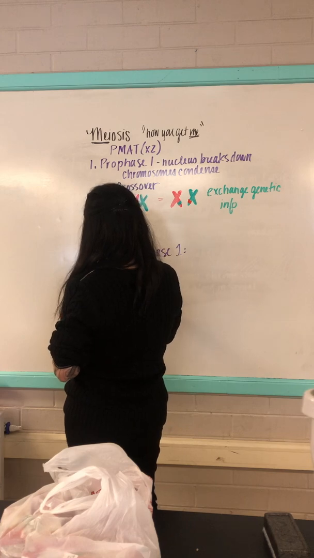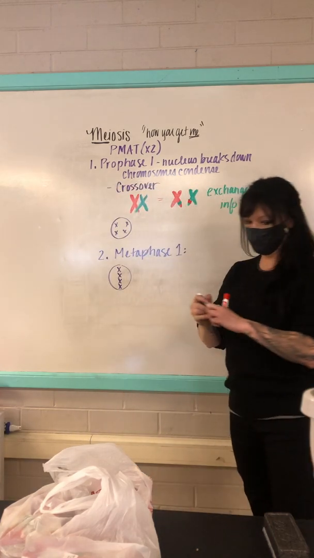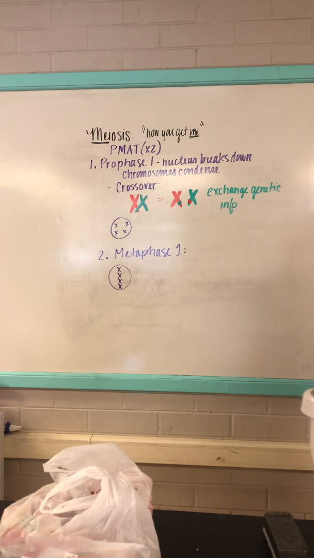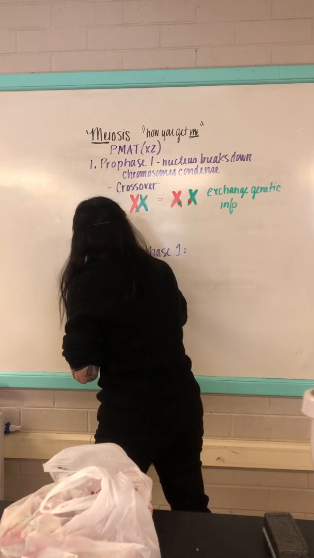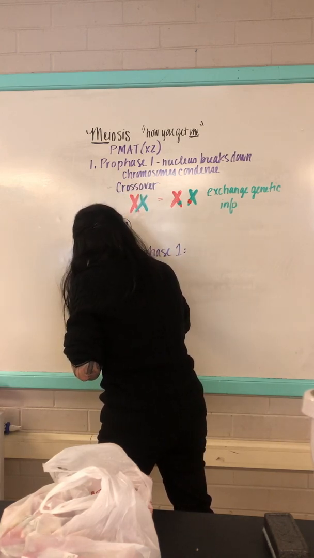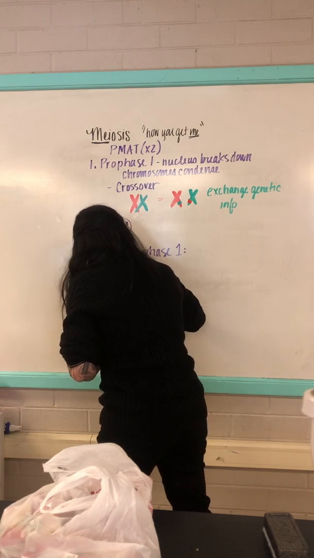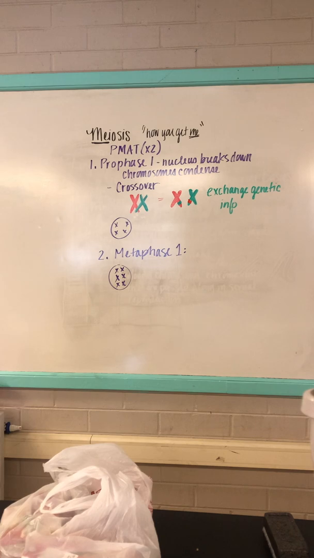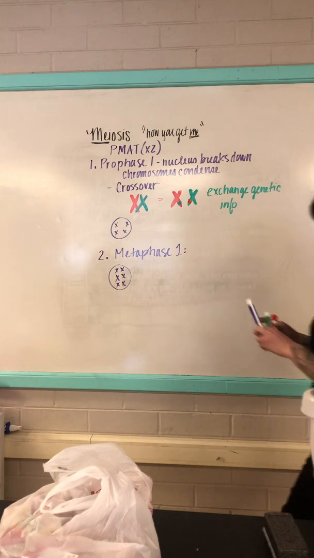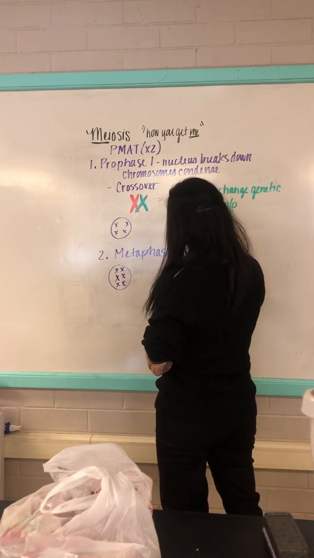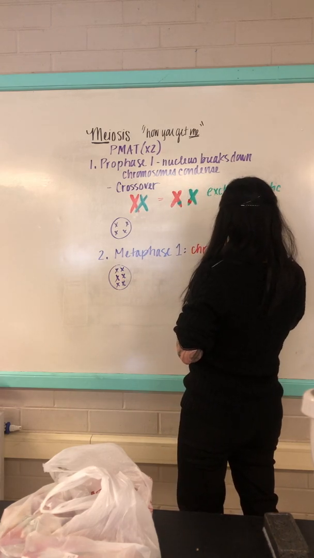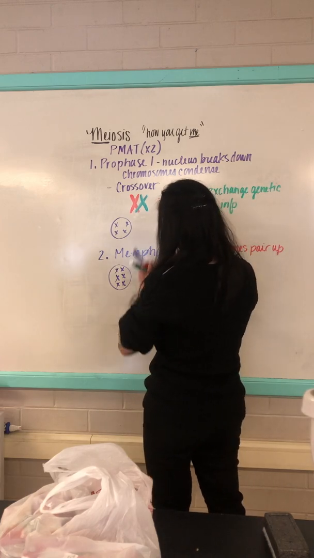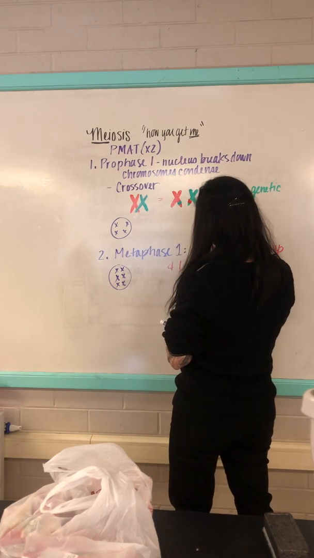Same thing as before. The chromosomes in metaphase line up down the middle. Let me do this. They actually do two rows. That's better. So with metaphase, the chromosomes are pairing up and line up in the middle.